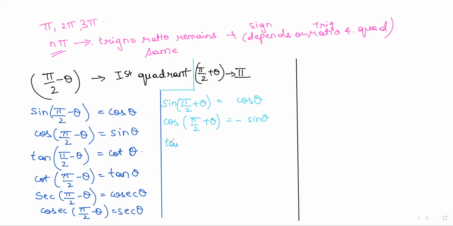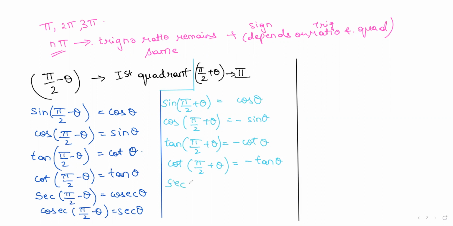Tan of pi by 2 plus theta. Tan is negative in the second quadrant, and tan will get converted into cot. Cot of pi by 2 plus theta. Cot will get converted into tan, and the sign is negative, since cot is negative in the second quadrant.